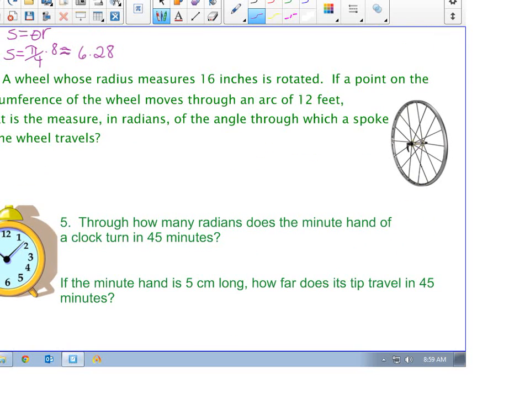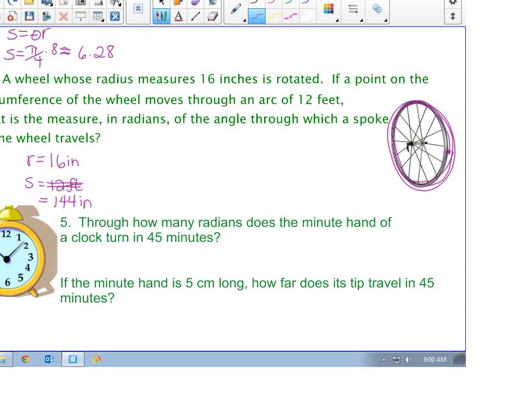A wheel whose radius measures 16 inches is rotated. A point on the circumference of the wheel moves through an arc of 12 feet. So we've got some point that's going to move 12 feet. Now that's probably going several times around, but that's clearly S. So let's see, this was inches. S is 12 feet, so I want to get those the same first of all. This would be 144 inches.